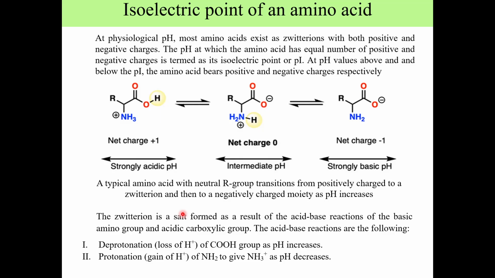So the zwitterion is actually a form of salt, formed as a result of acid-base reactions of the basic amino group and the acidic carboxylic group. The acid-base reactions are the following: deprotonation, or loss of the H plus ion of the COOH group as the pH increases, and protonation of the NH2 group as the pH decreases. If we move from here to here, there is protonation. If we move from here to here, there is deprotonation.